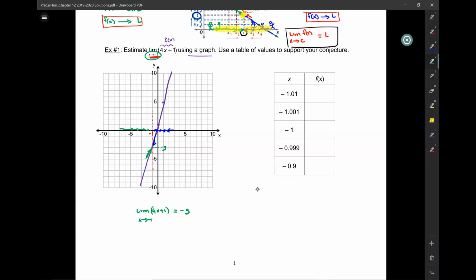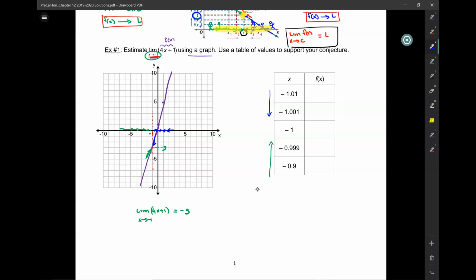So we've got to look at this from the bottom up first. As I'm approaching negative 1, right? So look at this. I have negative 0.9. Then I get closer to negative 1 and I get negative 0.999. And from the opposite side, I'm far away at negative 1.01. And then I get closer at negative 1.0001. I'm approaching negative 1. Okay, so the blue represents the right-hand side, and the green represents the left-hand side.